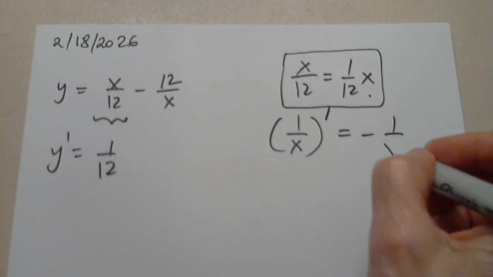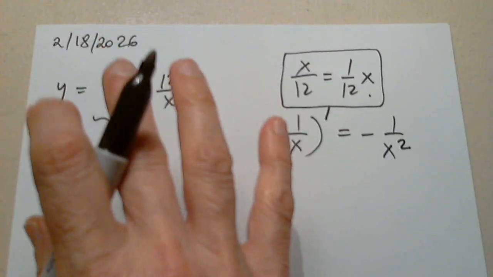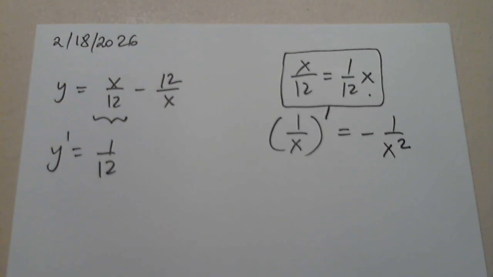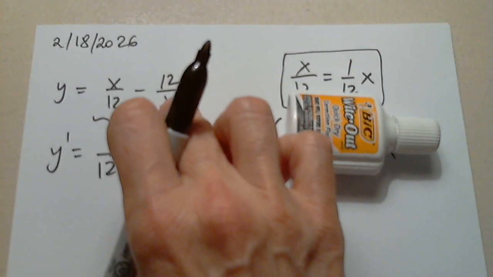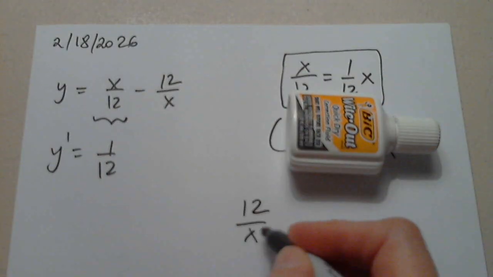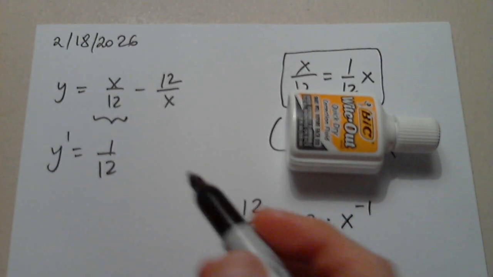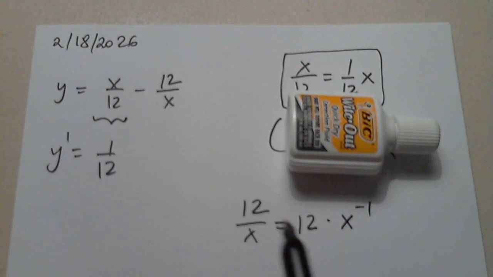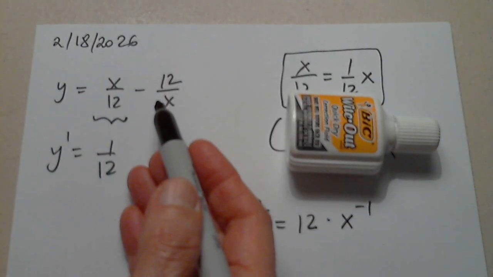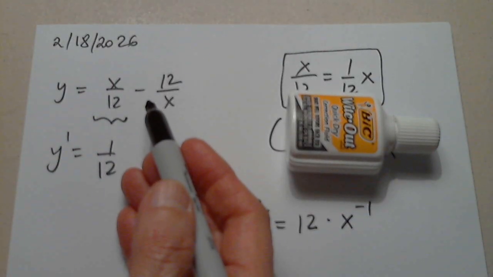And we said this is negative 1 over x squared. Let's say we don't know this. Just forget about it for a moment. How do I differentiate 12 over x? So I have 12 times x to negative 1. I have to change it. You can use the quotient rule, but it will be too hard. You're making it too hard.